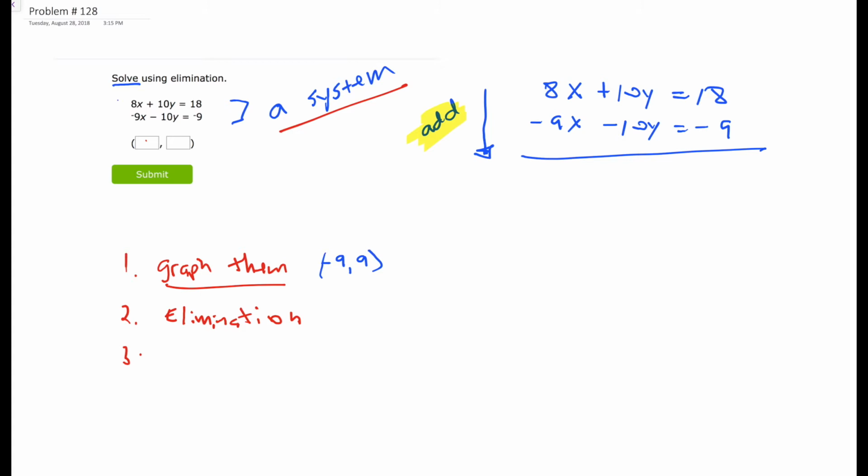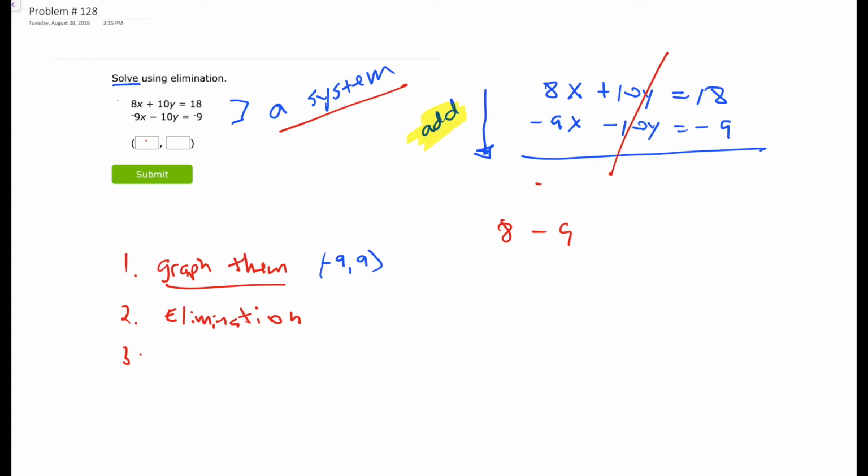Can I wipe out the x's or can I wipe out the y's? The y's, because it's going to be 10y minus 10y, which is 0y, which you don't have to write. And now you add straight down. So now we have 8x and -9x. Adding straight down just means follow the signs. So what's 8 minus 9?